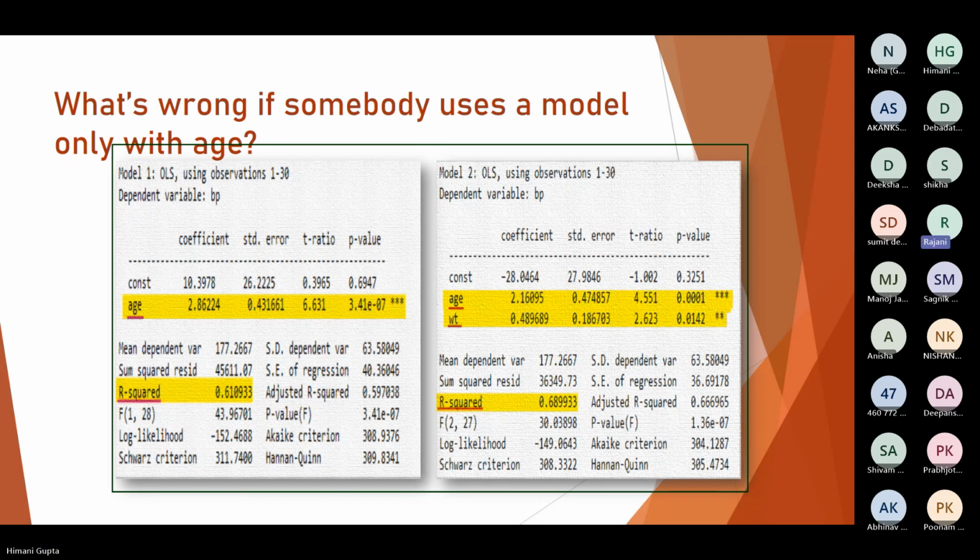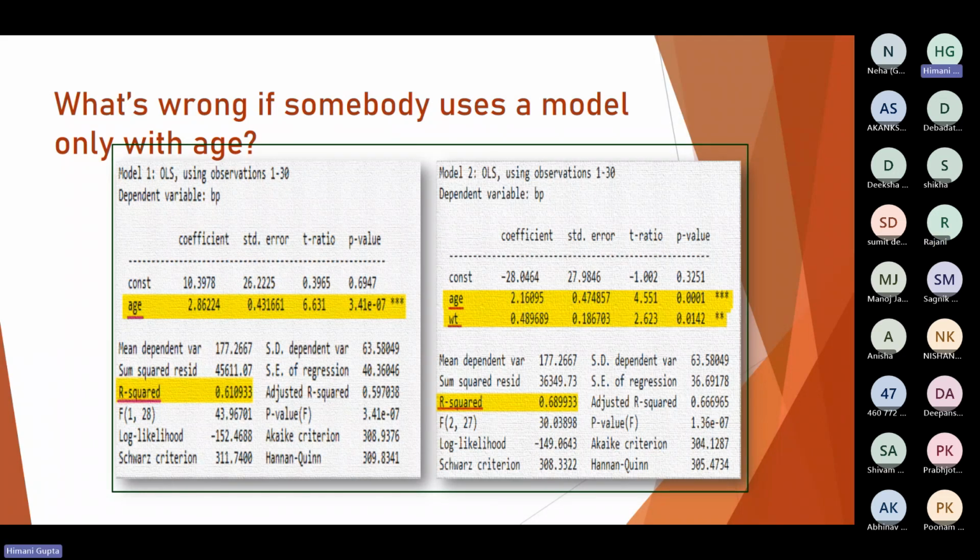Yes, ma'am. So we have to always see that these independent variables have a significant contribution to the dependent variable. Like you have seen, in the age and weight, both the variables are influencing the dependent variable. So in the model, we should always have significant independent variables. Is it right, ma'am?